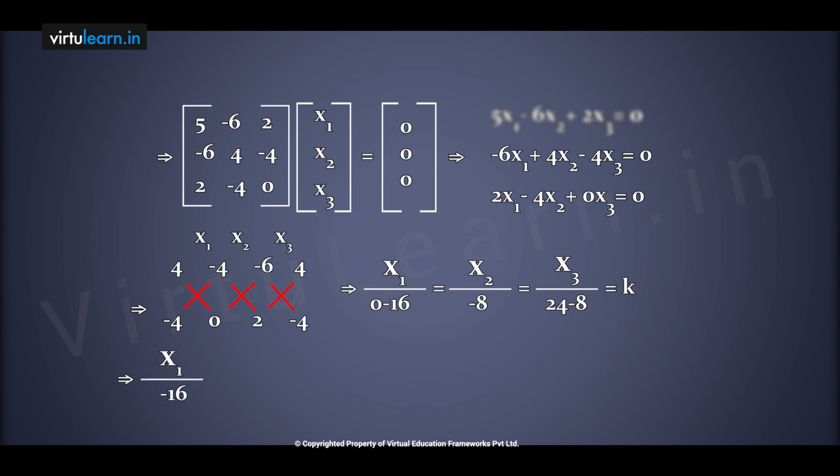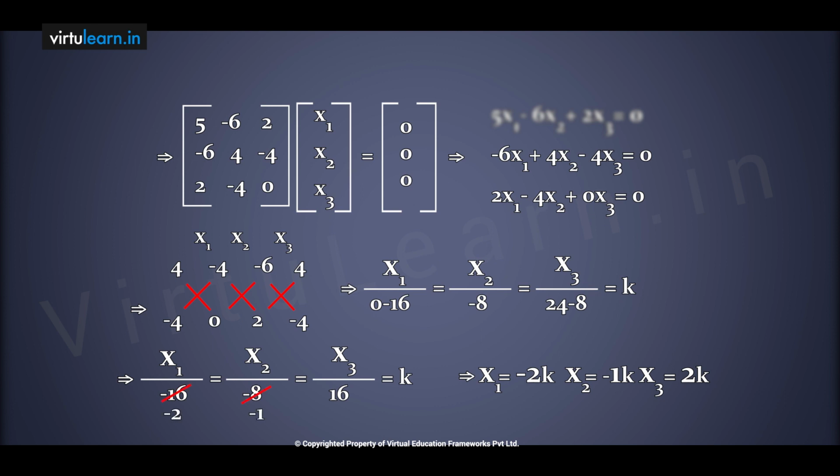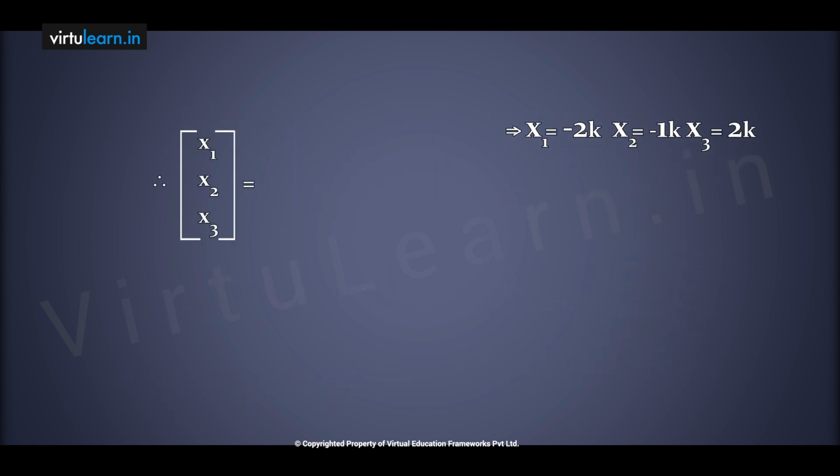x1 by minus 16, x2 by minus 8, x3 by 16 equal to k. Now minimize the numbers here. x1 by minus 2, x2 by minus 1, x3 by 2, means you have to cancel 8: 8 minus 2 is minus 16, 8 minus 1 is minus 8, 8 twos are 16. That implies x1 equal to minus 2k, x2 equal to minus k and x3 equal to 2k.